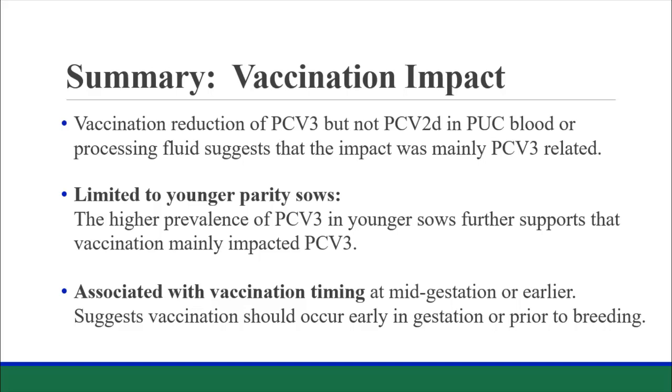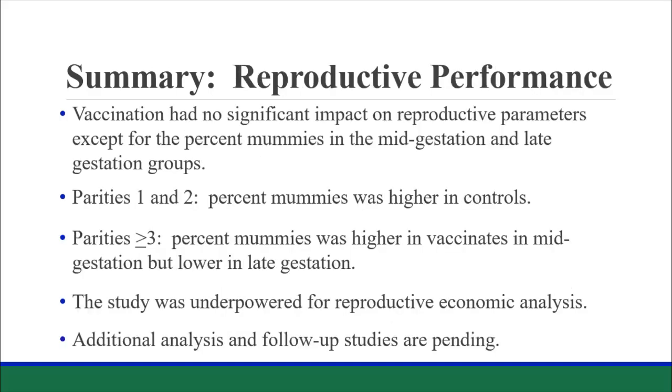Impacts of vaccination. Reduction of PCV3, but not PCV2, in pup blood or processing fluids suggested that the impacts of vaccination were primarily on PCV3. It was limited to younger parity sows in this study. The higher prevalence in the younger sows further supports that vaccination mainly impacted PCV3. And we did see an association with vaccine timing at mid-gestation or earlier. And that suggested to us that vaccination should occur either earlier in gestation or prior to breeding.